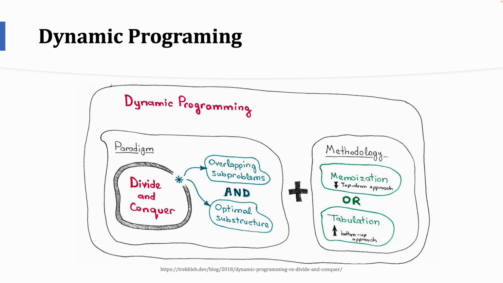Recap. We turn to dynamic programming whenever we encounter 2 crucial conditions. We can break down a complex problem into smaller ones, and those small subproblems do overlap. So that's a green light for dynamic programming.